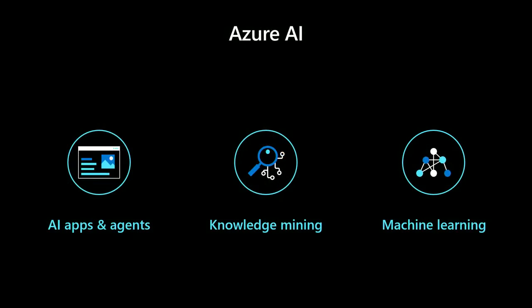So let's talk about Azure AI. If you look at Azure AI, there are three main pillars. One is AI apps and applications. These are pre-built applications and models such as Custom Vision, Form Recognizer, Bot Framework, and things like that, plus tools for developers that you can use to build applications around them.